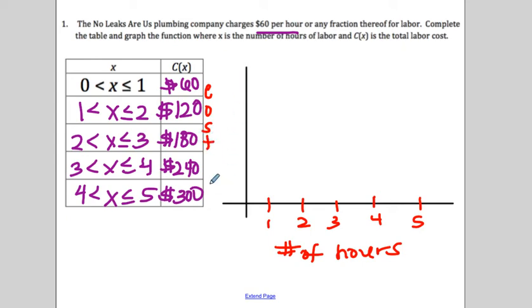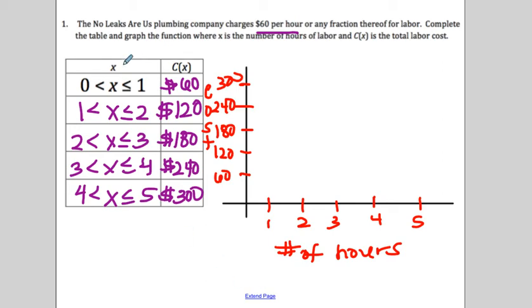Okay, so there's our cost, and since it goes up by 60s, I'm going to label it by 60s. So we got 60, 120, 180, 240, and 300. And now I'm going to graph my step function.